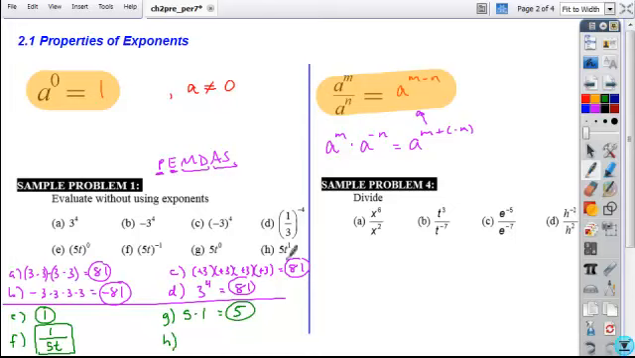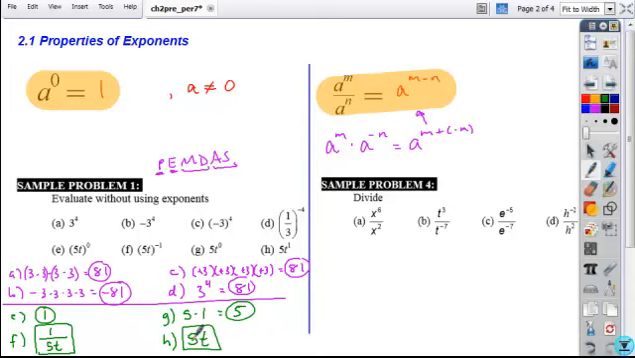And then our final example here, 5t to the power of 1. Again, a power of 1 does not need to be written, so we just leave the variable itself. And so 5t would be our answer for H. Any questions on that set?